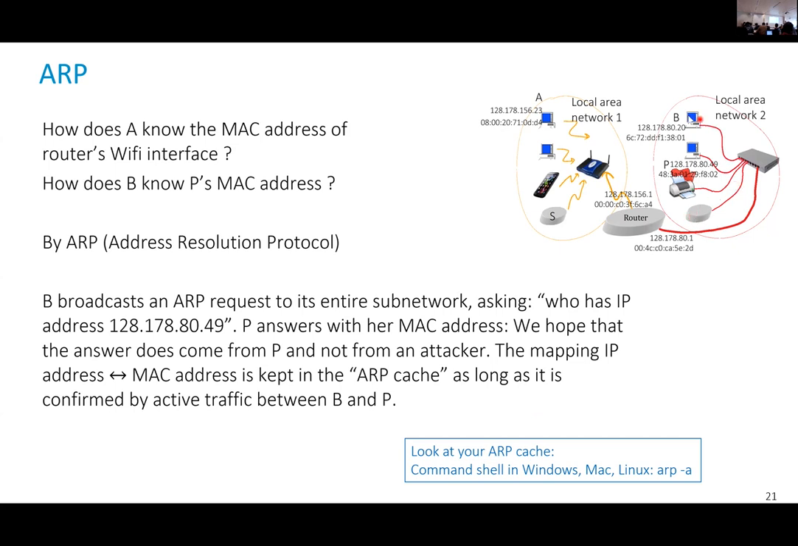But after some time, the cache at B will decide that there was no confirmation of the MAC address of P. This entry will be deleted, and it will work again. This is why, because of things like this, sometimes we need to wait a bit after resetting things, until it works again.